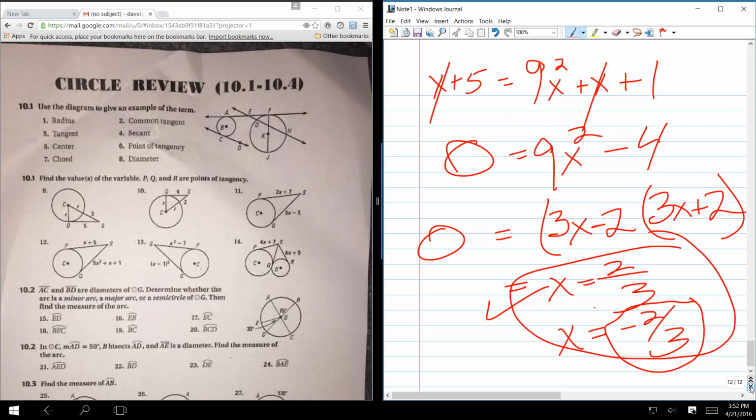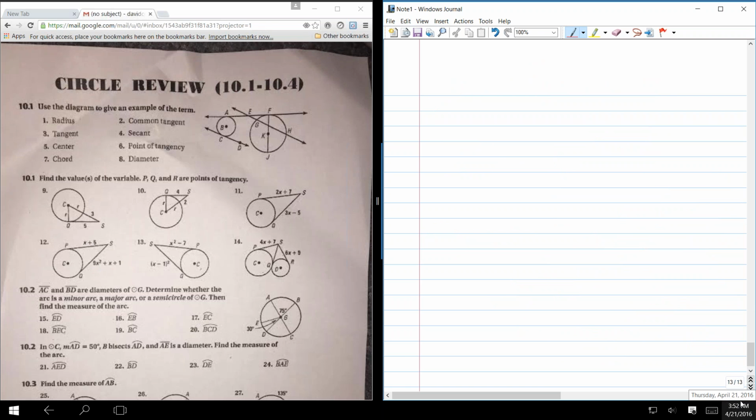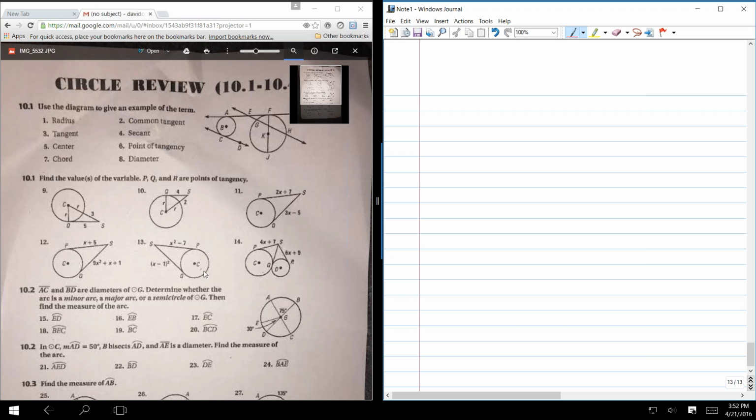All right. Let's see if we can find an interesting one that's different. What about 14? Yeah, 13's the same as 11 and 12. We're just going to take that, set it equal to that, simplify, solve for x. 14's a little different.